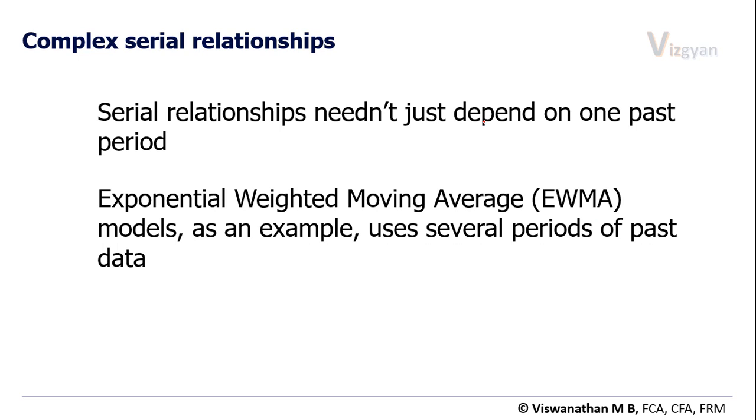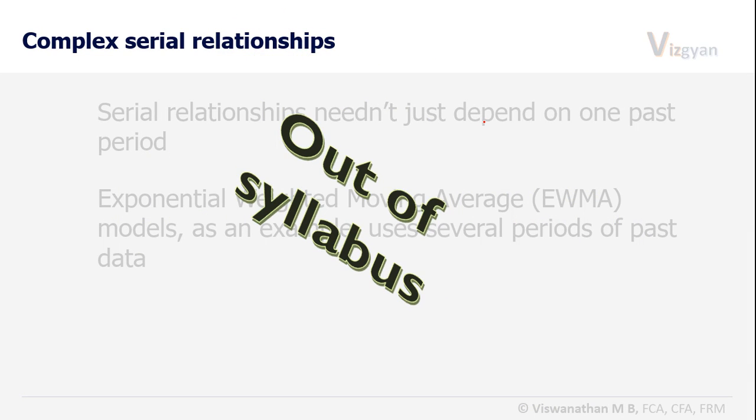Not really. Some serial relationships can be pretty complicated. They may not just depend on one past period. They may depend on several periods in the past as well. Exponential weighted moving average models, or what we call EWMA models, are some examples of such complicated models, but that is something slightly more advanced, so we are keeping it outside the foundation level.